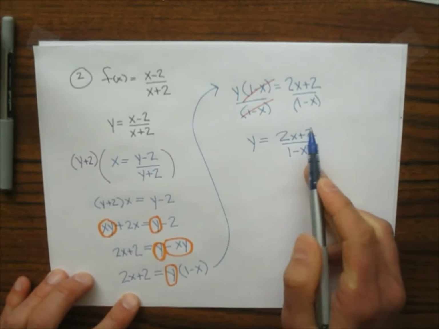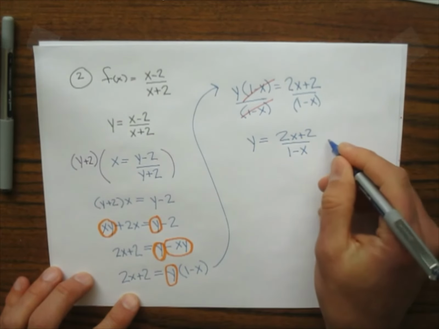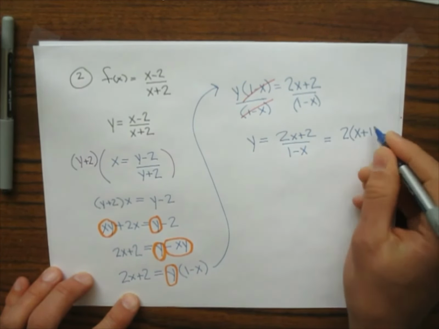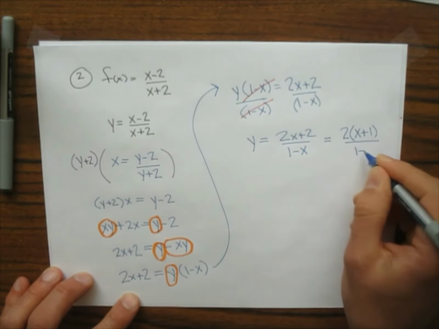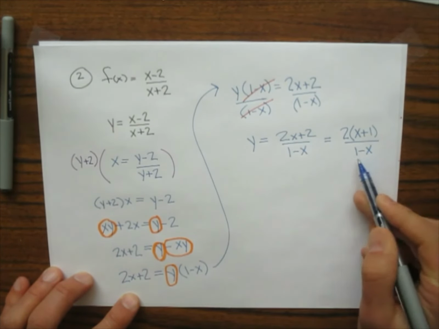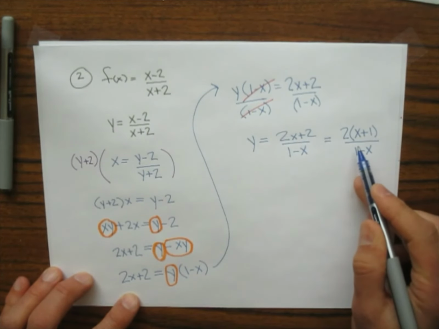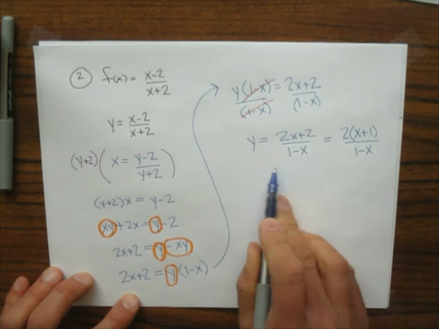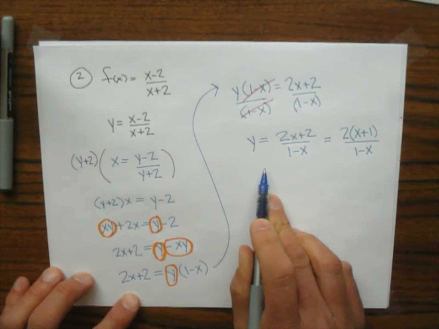You don't need those parentheses on the bottom. Now, some people would say, well, can I factor out a 2? And the answer is yes, but it's not going to help us reduce the fraction. So you don't really need to do that. This is good enough. So let's write our answer officially.